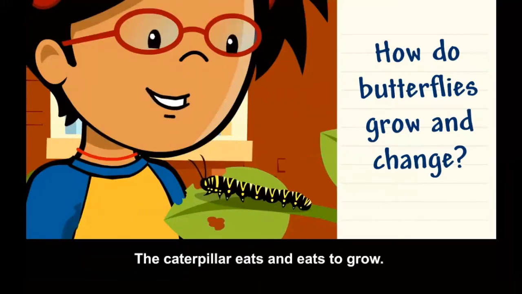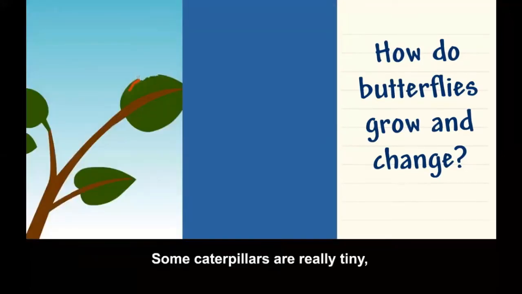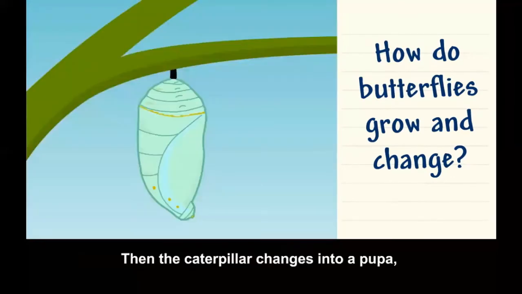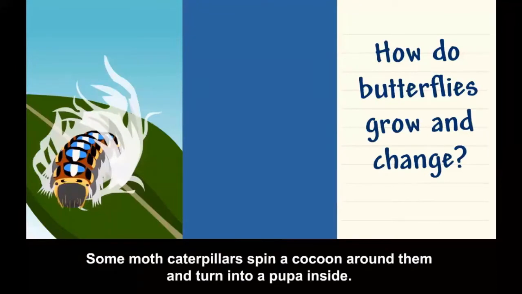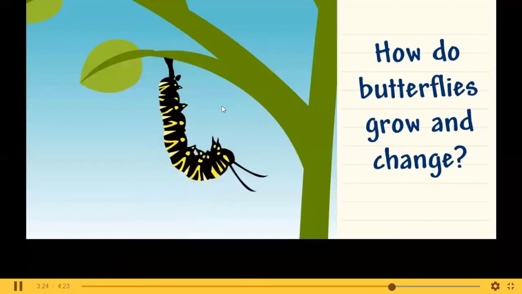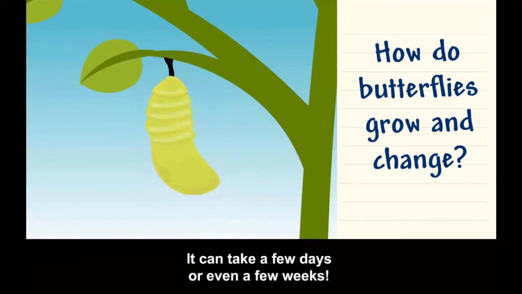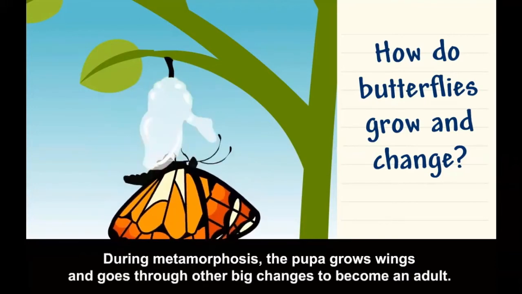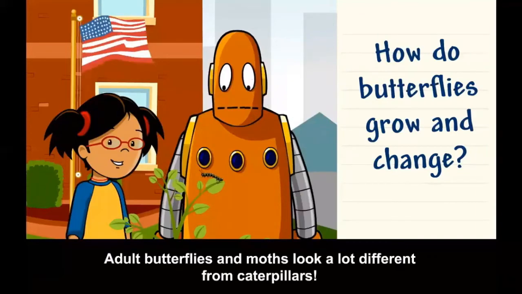The caterpillar eats and eats to grow. It even sheds its skin as it gets bigger. Some caterpillars are really tiny, but others are really big. I would hate to run across that one. Then the caterpillar changes into a pupa, which is also called a chrysalis. Chrysalis. Not all caterpillars spin cocoons. Some moth caterpillars spin a cocoon around them and turn into a pupa inside. But butterfly caterpillars do not make cocoons. This is what we're focused on. The pupa goes through metamorphosis. We've heard that word. It can take a few days or even a few weeks. During metamorphosis, the pupa grows wings and goes through other big changes to become an adult. Beautiful. Adult butterflies and moths look a lot different from caterpillars.